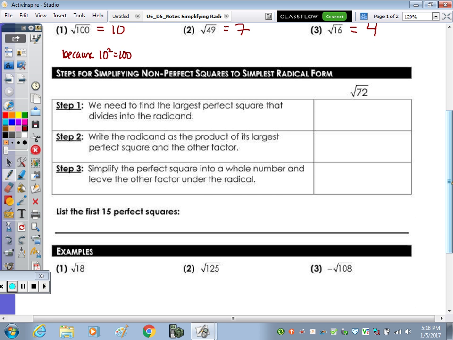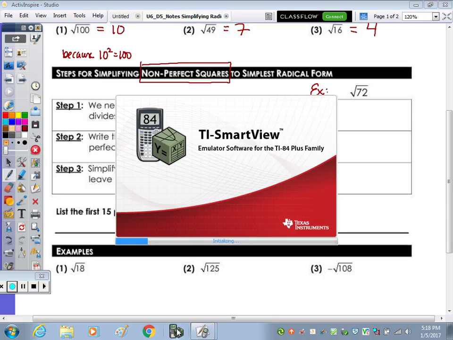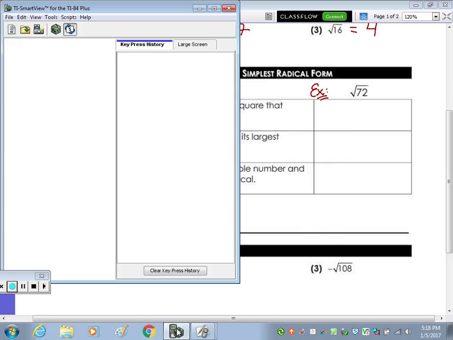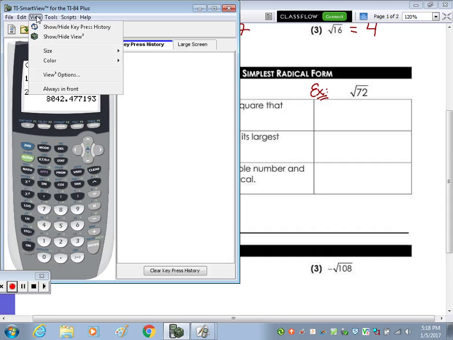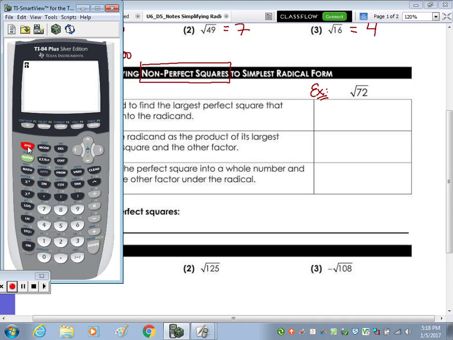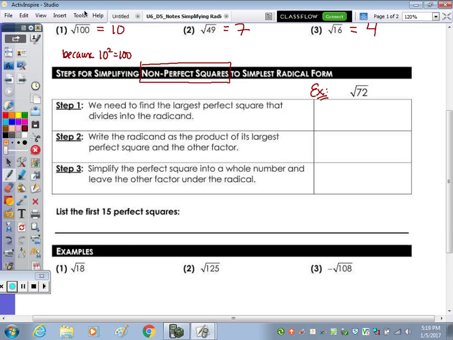If we're looking at the example, the square root of 72, that number is a non-perfect square. If it was a perfect square, we would just take the square root of it. If you type it in the calculator, the square root of 72 is a decimal. But we don't want the decimal form, we want the simplest radical form, always, or when possible. Let's type it in: the square root of 72, you can see we get a decimal. With the square root of 16, we get a whole number. So if you get a decimal, you need to then simplify it.